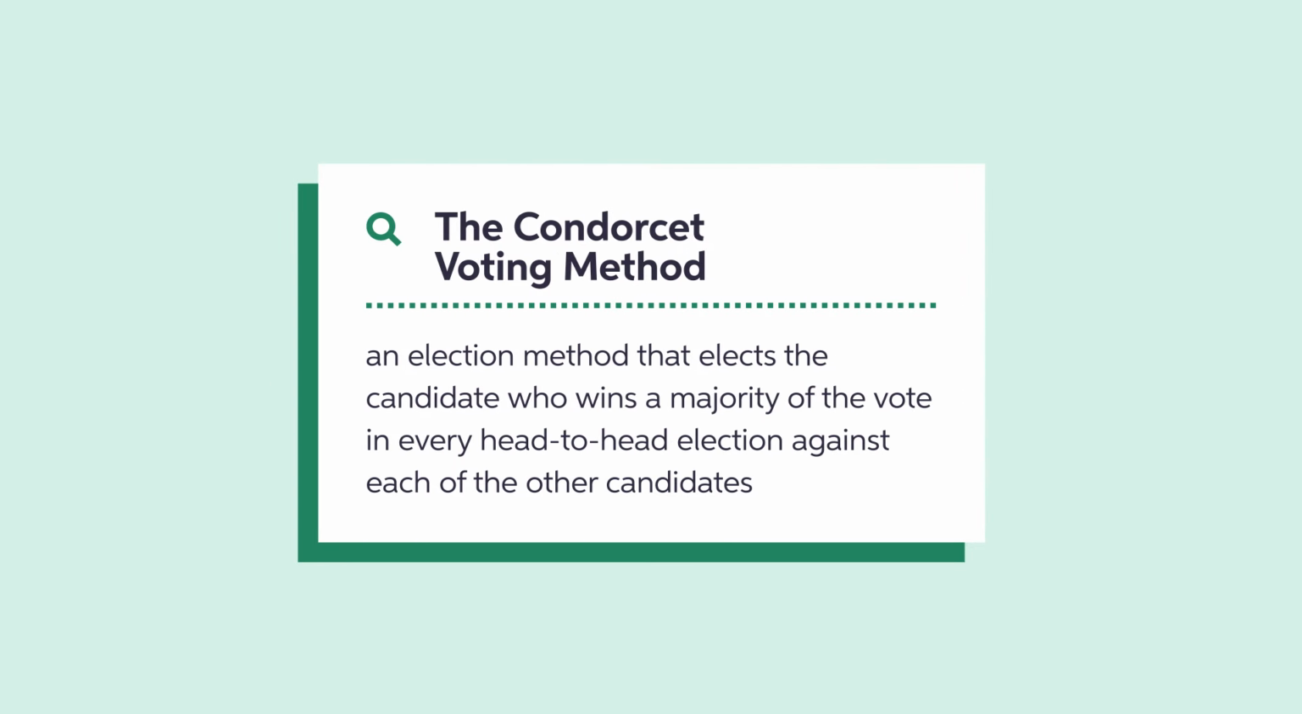We begin with the Condorcet method of voting, which is an election method that elects the candidate which wins a majority of the vote in every head-to-head election against each of the other candidates. This is named after a famous French political scientist, Marquis de Condorcet.